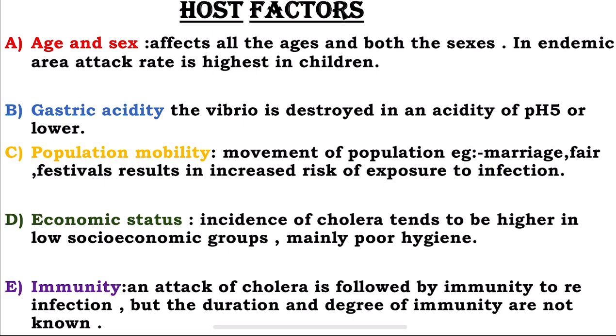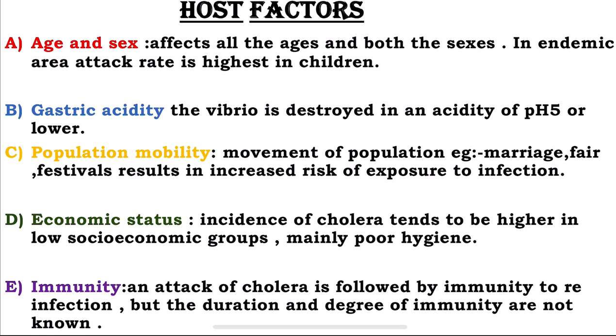And comes the population mobility, the movement of the population. Like during marriages, there is a movement of the population from one city to another city, from one state to another state. During fairs and festivals, these will result in an increased risk of exposure to infection. Then comes the economic status. Where do you think cholera tends to be higher? It is obviously in the low socioeconomic groups, mainly wherever there is poor hygiene.